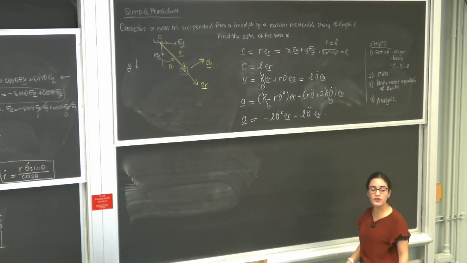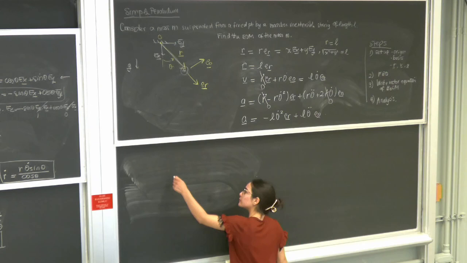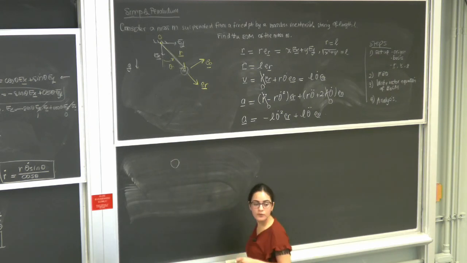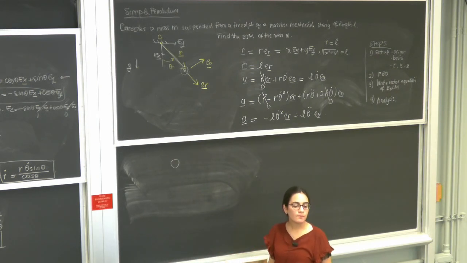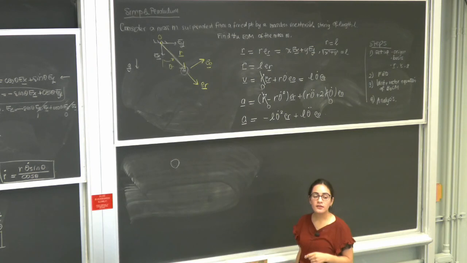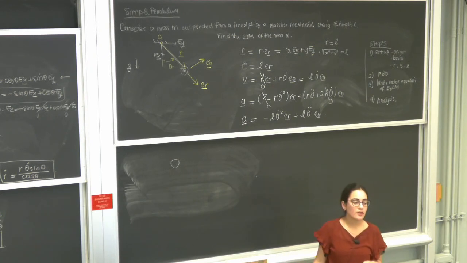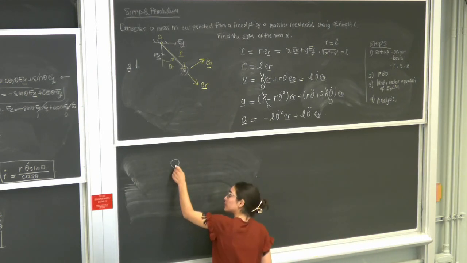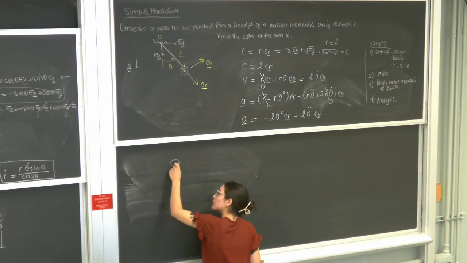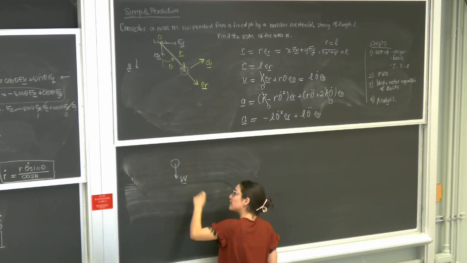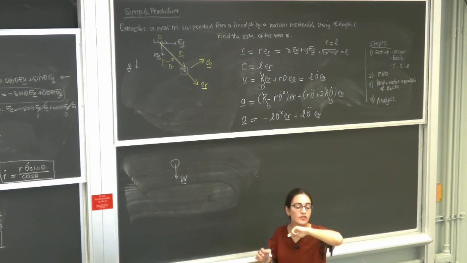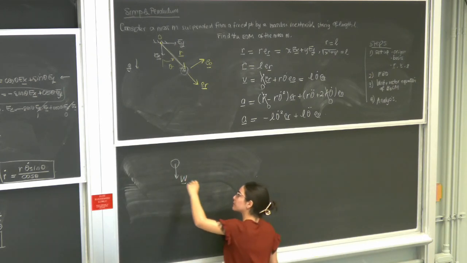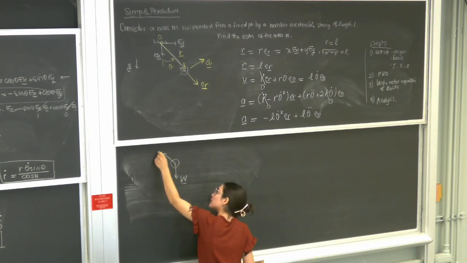How many forces are acting on the particle? Raise your hand for 1. Raise your hand for 2. Raise your hand for 3. What are the 2 forces? Weight, the weight force, and the tension. In which direction does the tension act? Along the string. So the tension force.